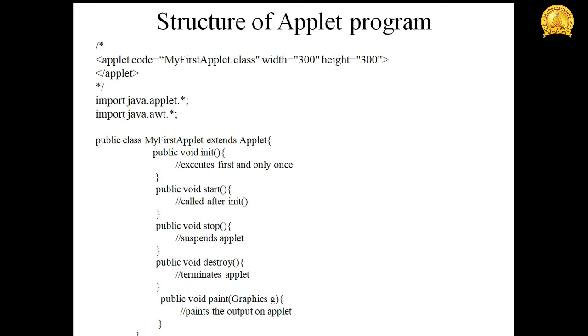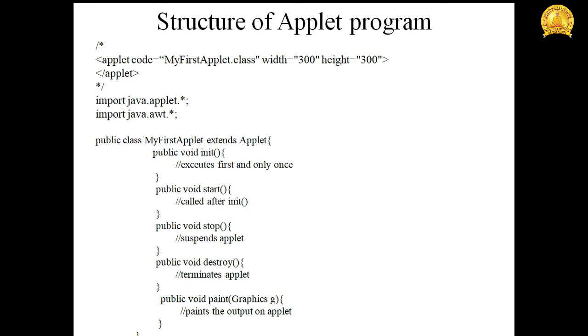So if you're writing the HTML code in the same Java source file, then you have to comment the block of HTML code. So in the structure of the applet program, I have written the HTML code in the same Java source file, which is named as MyFirstApplet.java. So let's define the HTML code first. The HTML code is defined using the applet tag, which contains three attributes. Applet code is equal to the name of my Java class, which is MyFirstApplet.